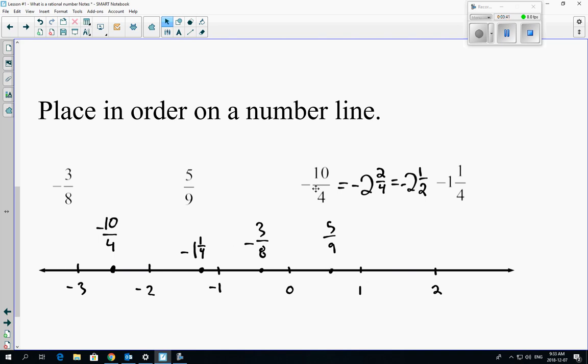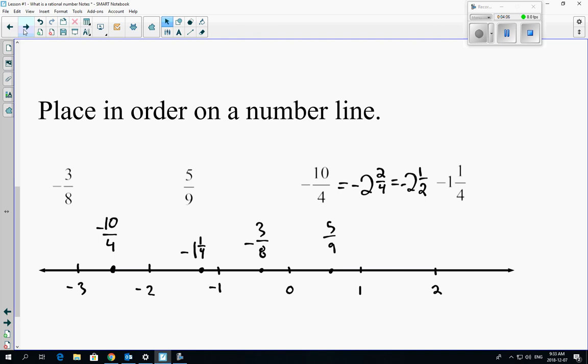Negative 10 over 4 can be converted down to negative 2 and 2/4. Reduce it one more time, negative 2.5. Then you would put it over here, negative 2.5. And you could either write the negative 2.5 or the negative 10 over 4, depending on how you want to write it. And the last one, negative 1 1/4. You could split up, right? This would be negative 1.5, so then negative 1 1/4.